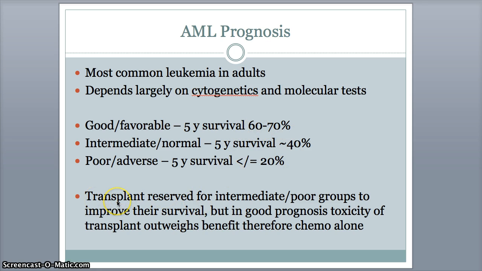Transplant itself has anywhere between 15 to 30% treatment-related mortality, meaning that you will die from the treatment alone because it's so toxic. Therefore, we do not transplant patients with good or favorable risk disease because they do reasonably well without the transplant. There's no point in putting them through the toxicity of the transplant with little added benefit for their survival. So that's what we're saying here. Good prognosis, the toxicity of transplant outweighs the benefit over chemotherapy alone.